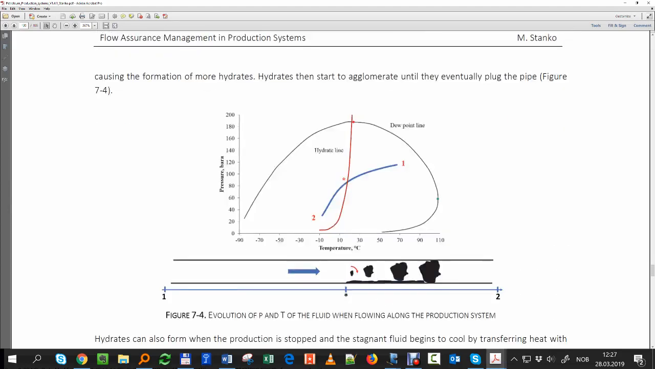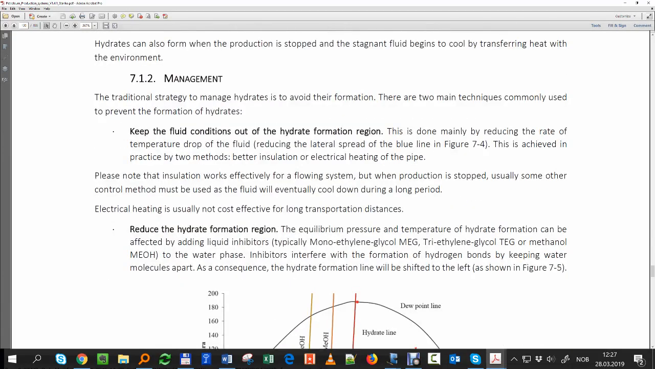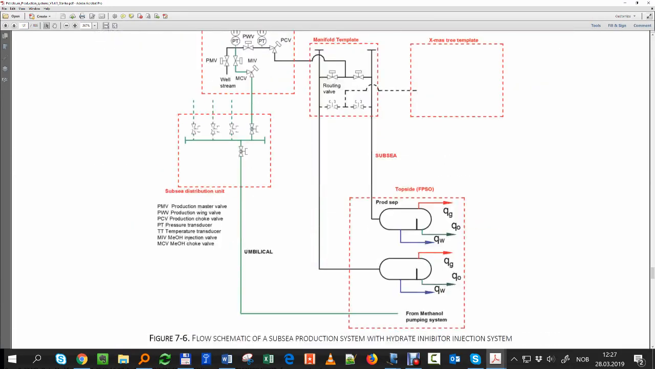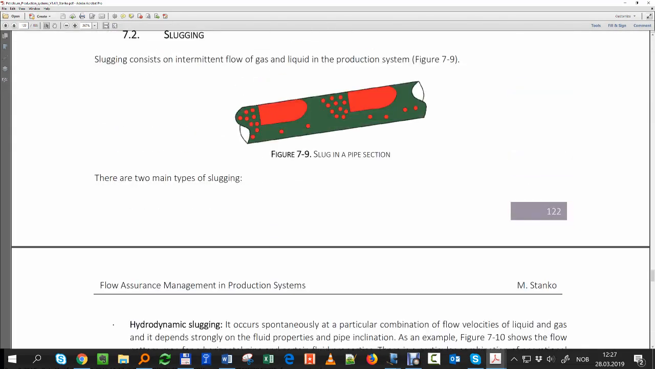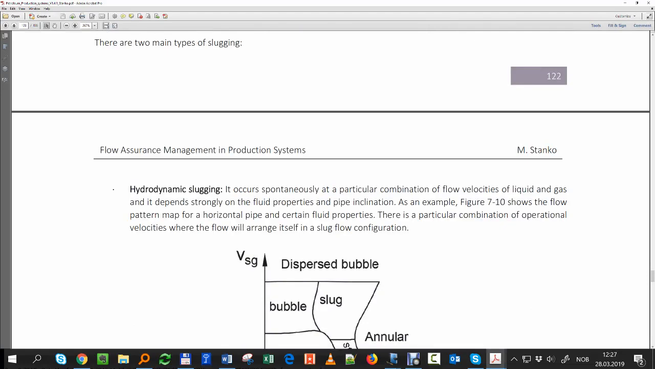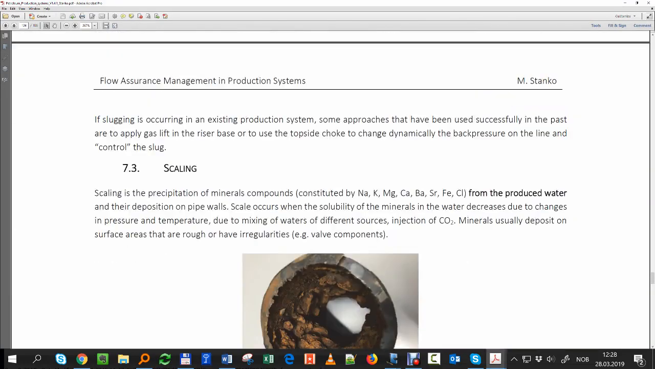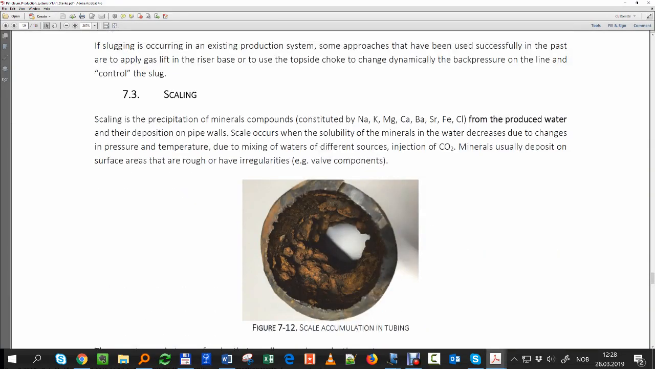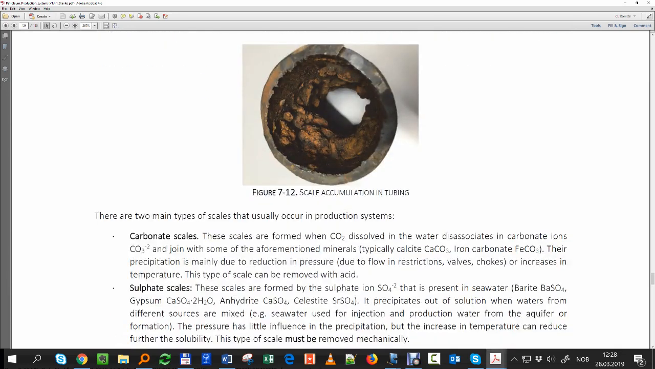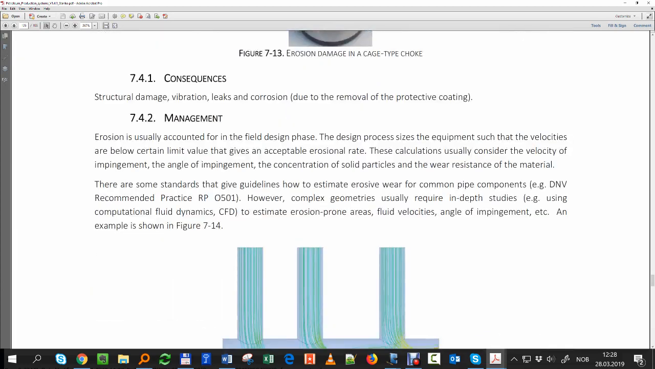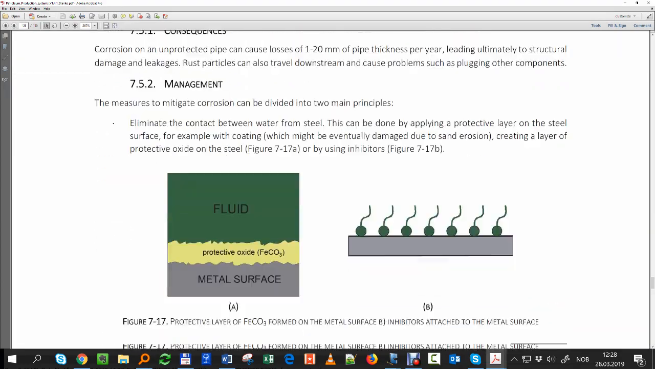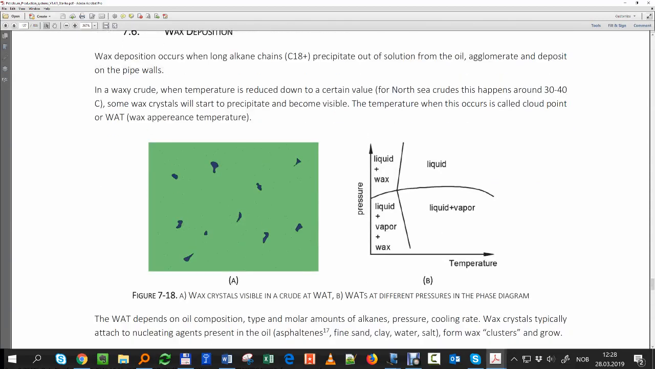We try to cover hydrates slightly here in class. You're going to be working on an exercise that gives you more insight into hydrate. Then wax, slugging, we are not going to talk too much, but it's important that you know about it. Scale also, we didn't talk too much, but I think it's nice that you learn about the types of scales we have. Corrosion and wax, that's the second exercise, which will be on wax calculations.